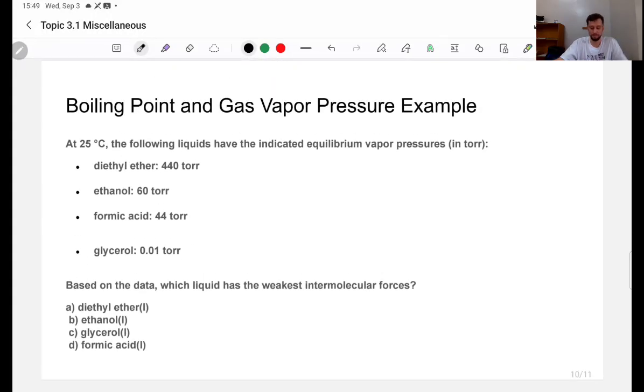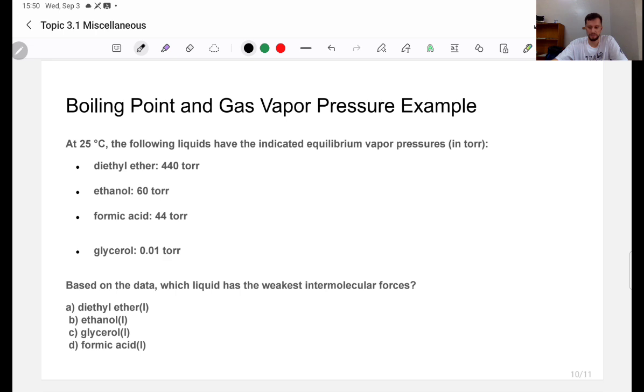Okay, here's a good example of boiling point and vapor pressure and understanding this idea in the context of AP Chem. So at 25 degrees Celsius, the following liquids have the indicated equilibrium vapor pressures. So this is the pressure they're exerting in a closed system as gases. Based on the data, which liquid has the weakest intermolecular forces? Okay, go ahead and pause this video, think about it, and then answer.